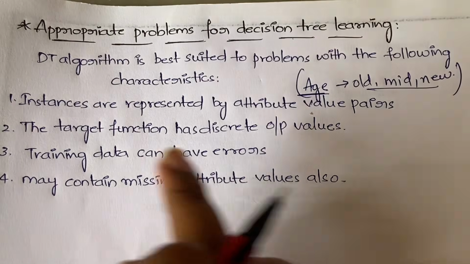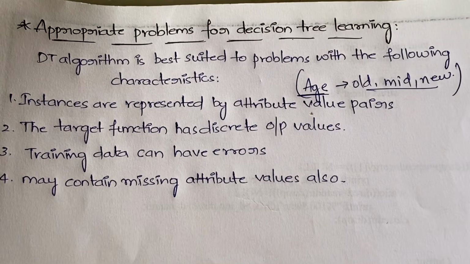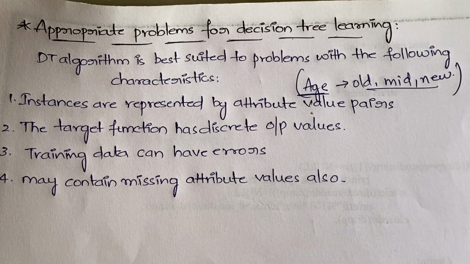Second, when the target function has discrete output values. We will have discrete and we will have continuous, right? Discrete is where everything is different, everything is independent of each other. Continuous means based on the previous result, we will be getting the next one. So in case of continuous, it is not applicable. In case of discrete, where each and every output value is independent of each other, in that case only we can apply this decision tree learning.